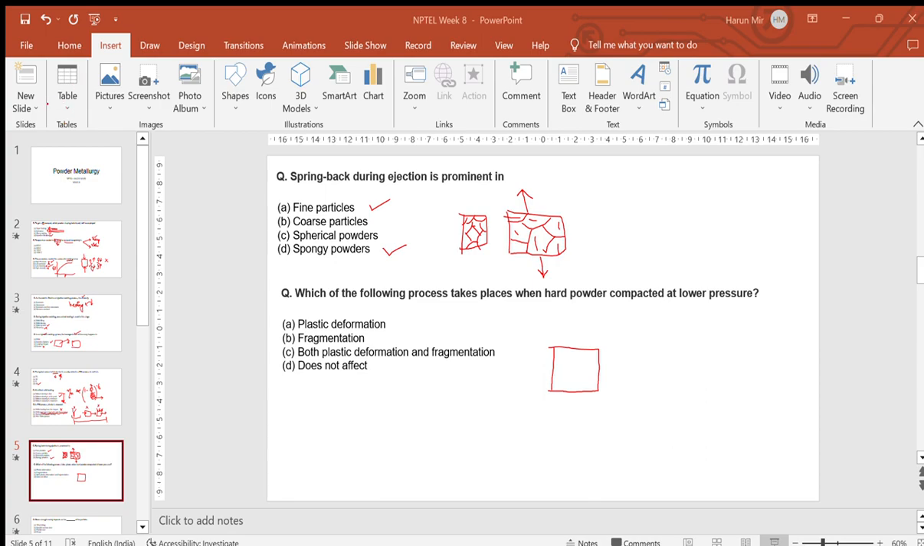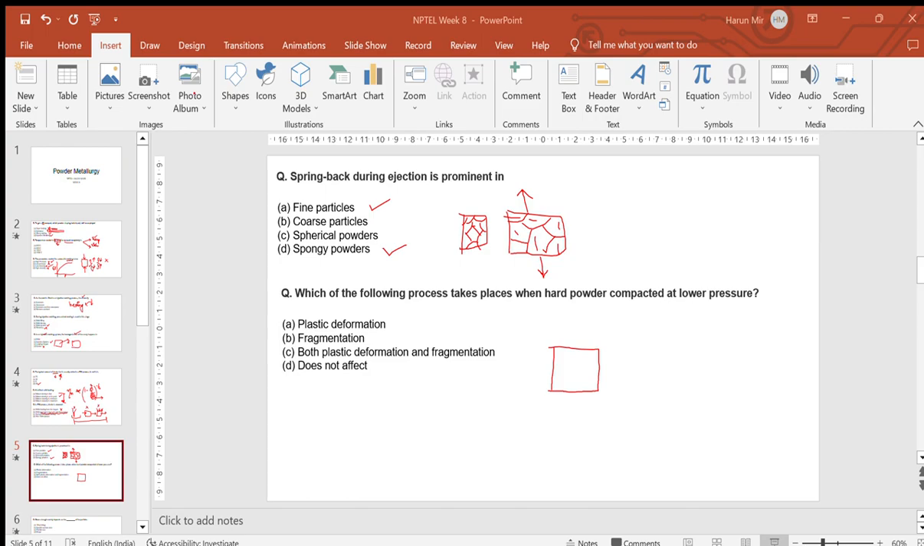So we are mainly talking about morphology and the specific surface area for the green strength, and that will affect your densification processes. So options A and B are your direct correlations for the green strength, but in general, all of these parameters are affecting the green strength.